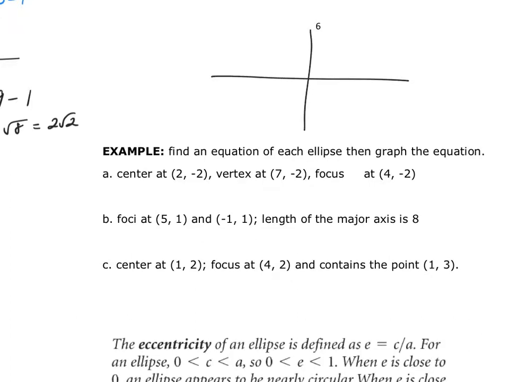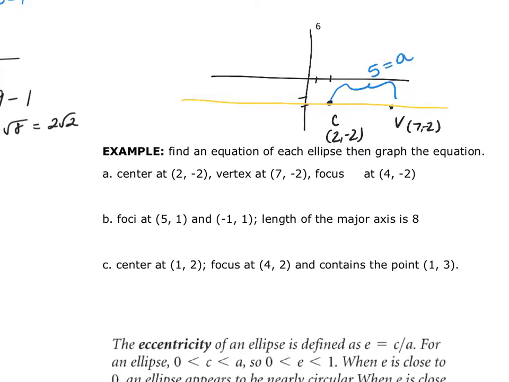They tell me the center is at (2, -2). So here's where my center is. They're telling me my vertex is at (7, -2). So which way is my orientation? Am I running parallel to the x or am I running parallel to the y? So I know that my major, again, is in yellow and it's running in that direction. What is the distance I traveled from the center to the vertex? 5. So that is my a value. This distance I traveled was 5. That is my a value.